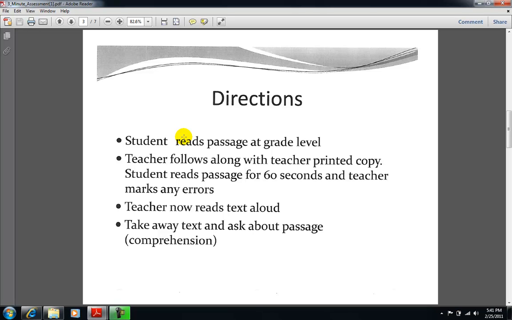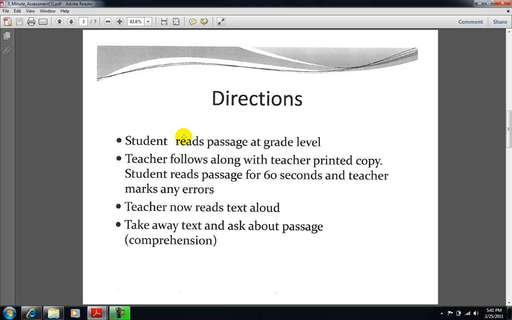So those are errors. And the text also asks that you consider if the student initially mispronounces or omits the word but self-corrects it, to write and circle a C above the word to indicate that it was corrected and to not count that as an error.